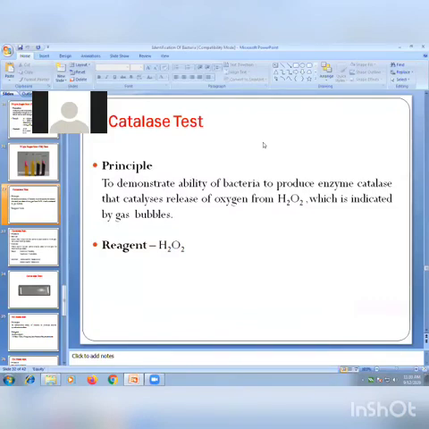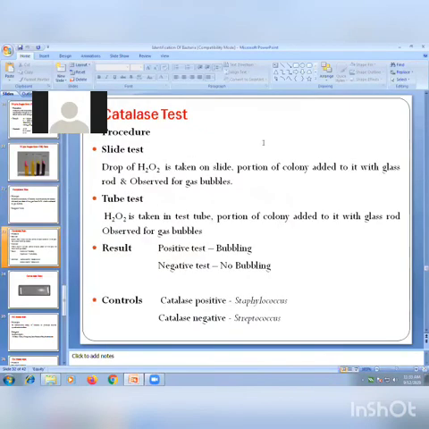Catalase test now. The catalase test we always use for the identification of bacteria, to demonstrate the ability of bacteria to produce the enzyme catalase that catalyzes the release of oxygen from H2O2, which is indicated by gas bubbles. So hydrogen peroxide, H2O2, we are using. It converts H2O2 into H2O and oxygen, and that oxygen is released and produces air bubbles. So slide test and tube test are there.